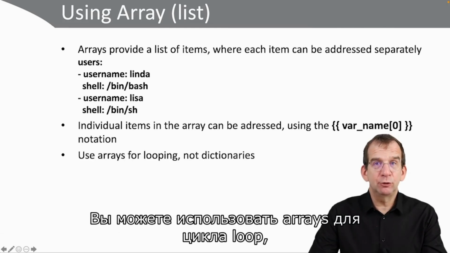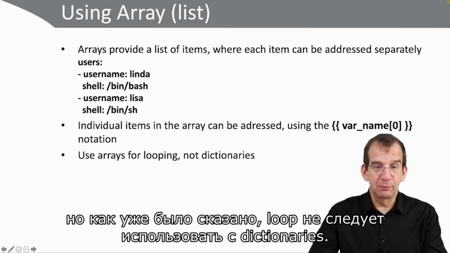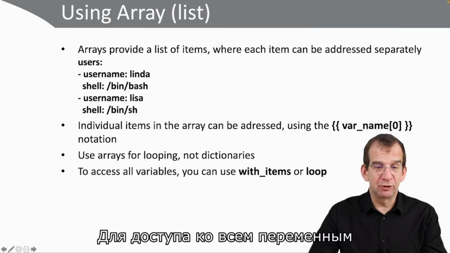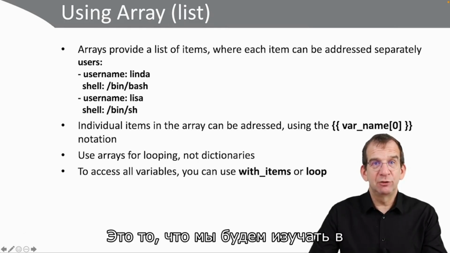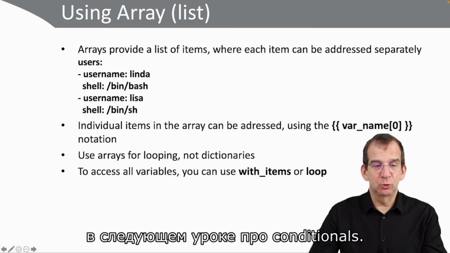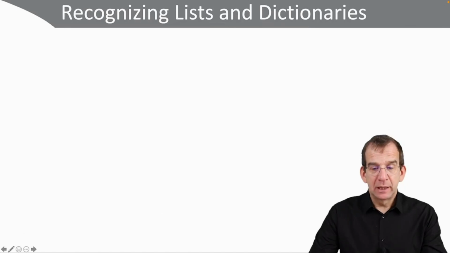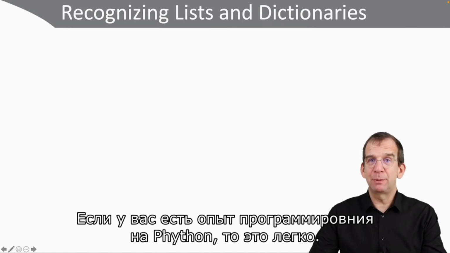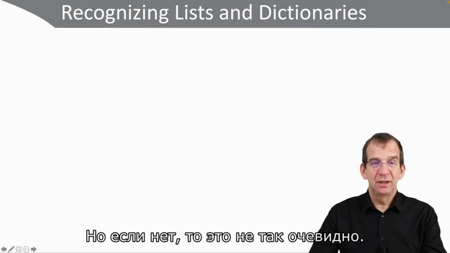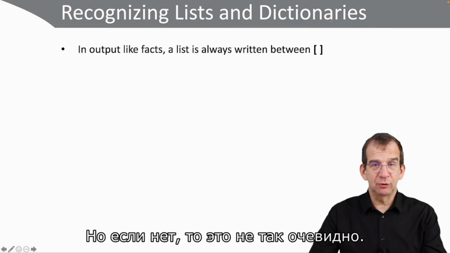And you can use arrays for looping. And looping, as said before, is not what you should do on dictionaries. And to access all of the variables in an array, you can use with items or loop. This also is something that we are going to discover in the next lesson about conditionals. Now, how do we recognize lists and dictionaries? If you're an experienced Python programmer, that might be easy. If you're not, it's not that obvious.